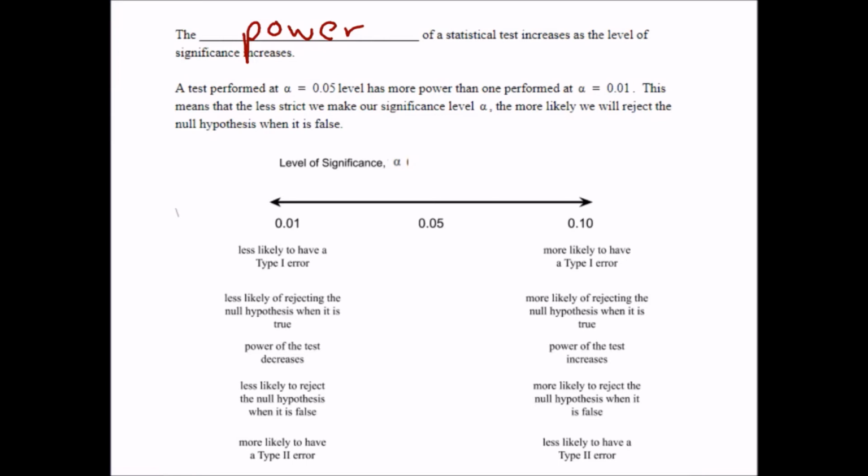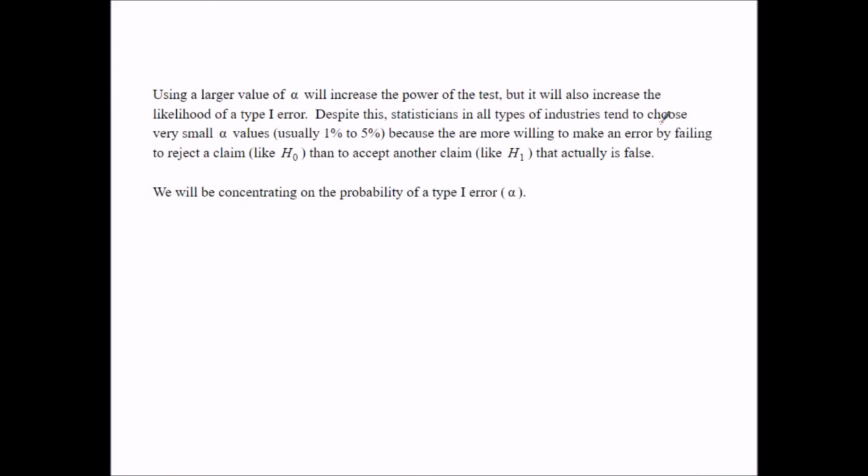We typically use a level of significance of 0.01, sometimes 0.05. I don't know if I've ever seen 0.10. I just put that on there as the end. But you can see what happens as you move to the left and move to the right. Using a larger value of alpha, or the level of significance, will increase the power of the test, but it will also increase the likelihood of a type 1 error.